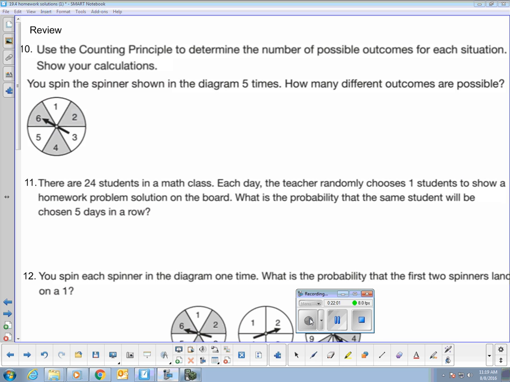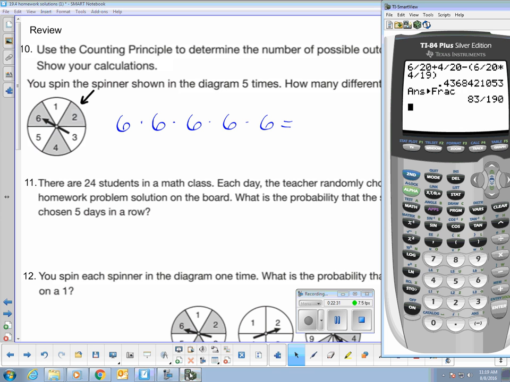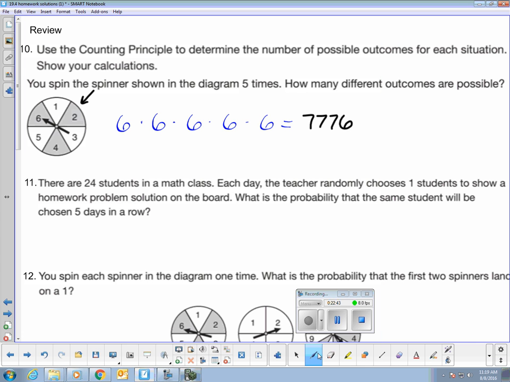Alright, we're going to use the counting principle to determine the number of possible outcomes. And we're going to spin this spinner 6 times. 6 different times. Alright, and so the first time there are 6 outcomes. The next time I spin it, there are still 6 outcomes. And there are 6 outcomes each time I spin that 5 times. And the counting principle says to multiply all of those different outcomes. So in our calculator, we're looking at what 6 to the 5th power is. So there are 7,776 different outcomes for spinning that spinner.